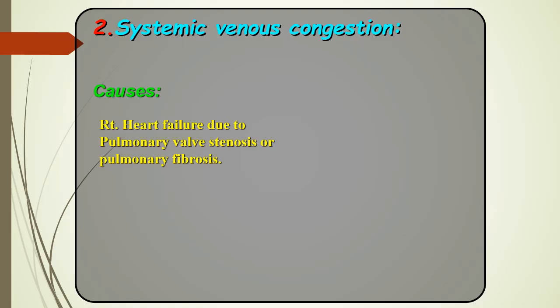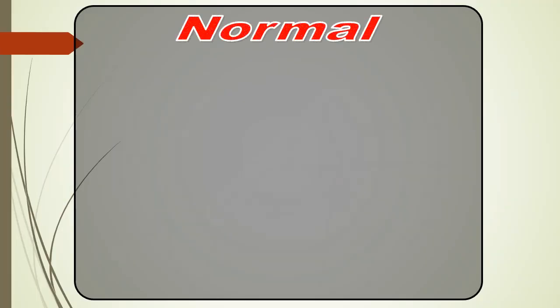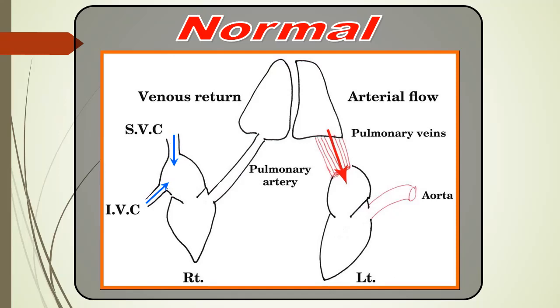And now let's continue the other two types of venous congestion, which are systemic venous congestion and pulmonary venous congestion. And their causes are always due to heart problems. As regards the systemic venous congestion, its cause is right side heart failure, due to pulmonary valve stenosis or pulmonary fibrosis.